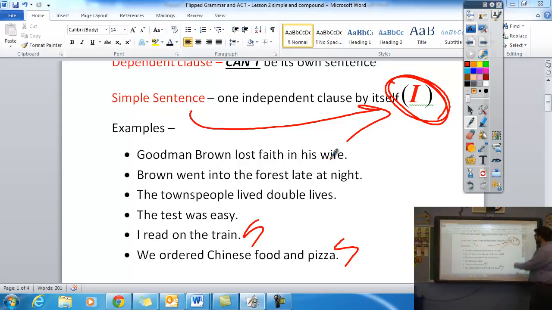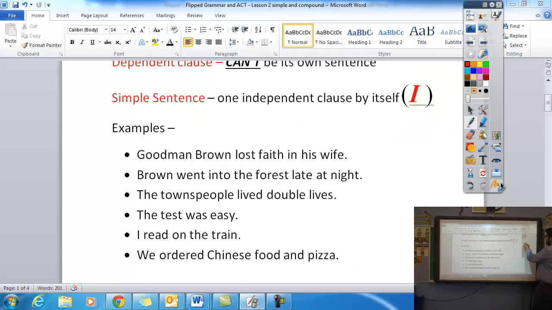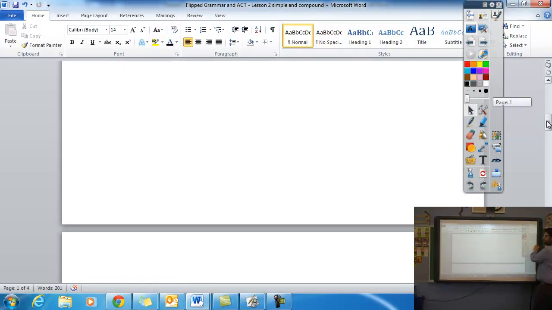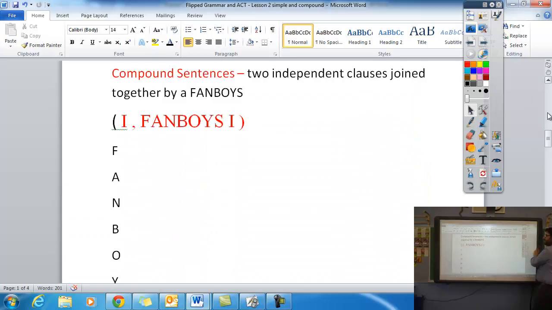Make sense? Okay. So the next kind of sentence that we're going to be talking about today are compound sentences. Now, compound sentences is where we have two independent clauses. So remember, a simple sentence was just one independent clause by itself. Now with compound, we have two independent clauses, and they're joined together by a comma.